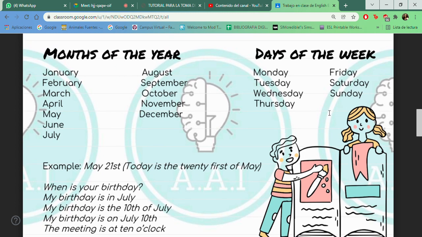Good. Any questions about the days of the week or the month? Yes, I have a question. The difference between Thursday and the number 30, the difference in pronunciation. So one is Thursday and the other one is 30. Okay? 30, Thursday.